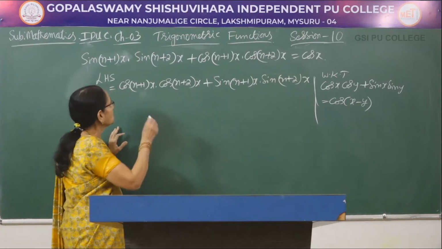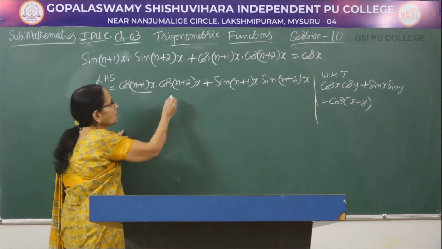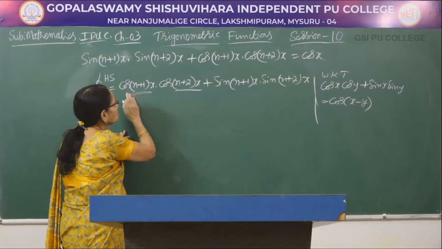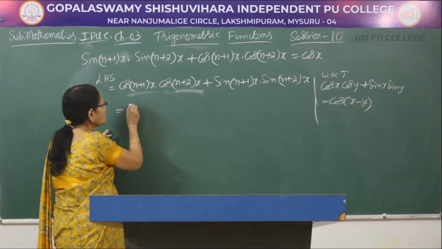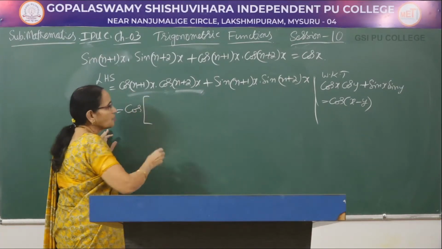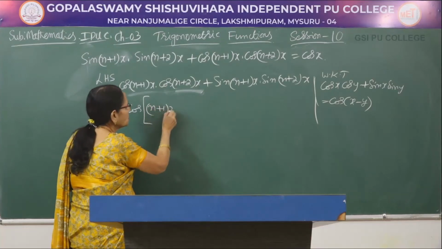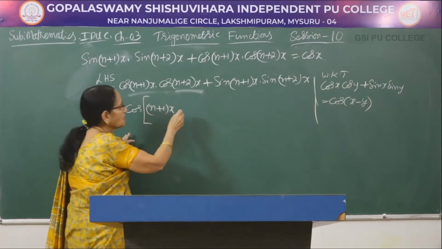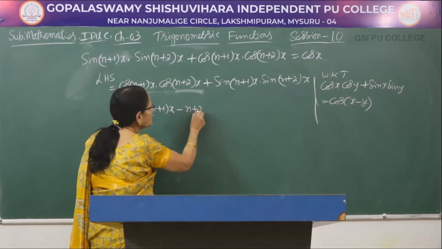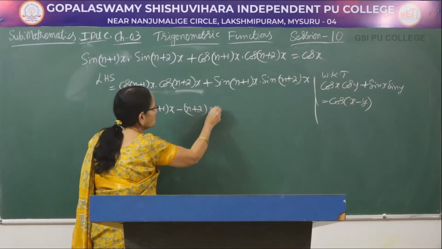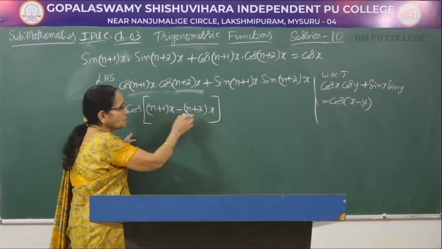What is x here? x means this angle, y means this angle. So, let me write that one. So, this is equal to cos of x minus y. Write properly. n plus 1 into x. This is x minus n plus 2 into x. This is y. So, this is x and that is y.